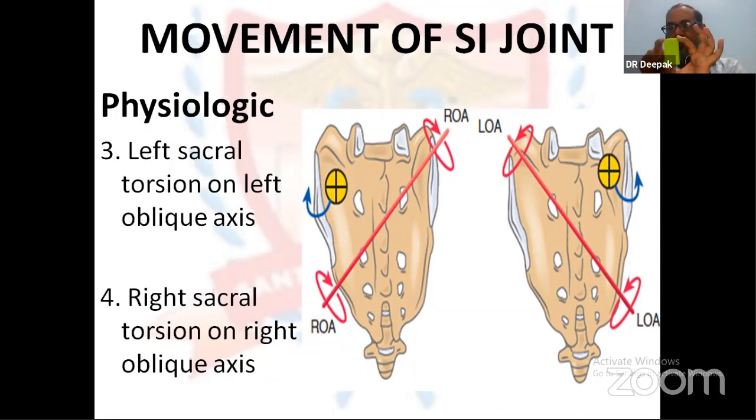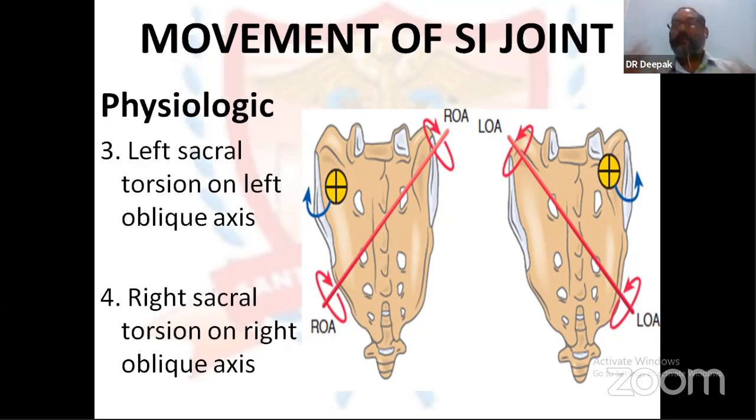So left oblique axis and left sacral torsion. This is the left oblique axis. Then right sacral torsion on the right oblique axis. If I put this block in the right hand, then it is right oblique axis. And if I push on the left side in this way, then the movement is right sacral torsion on the right oblique axis.